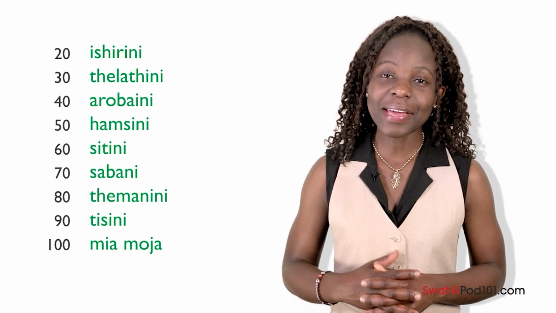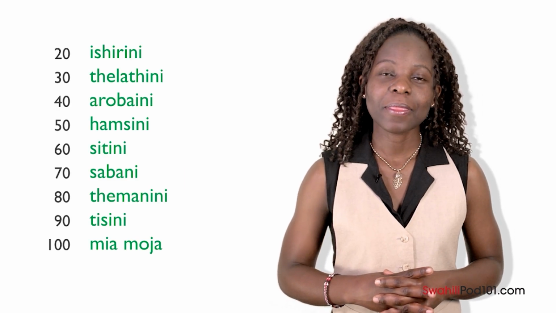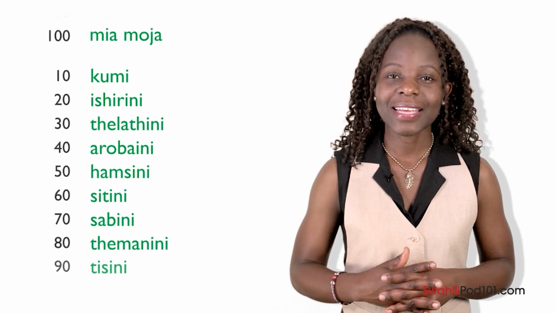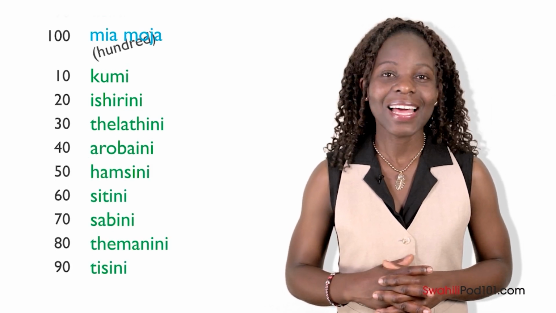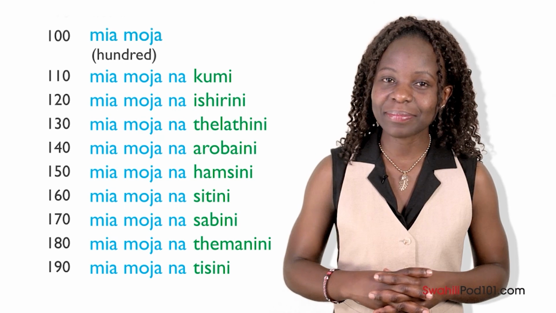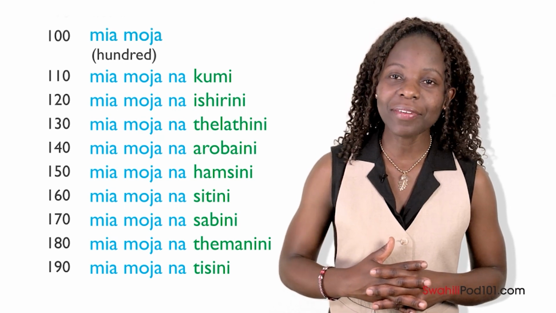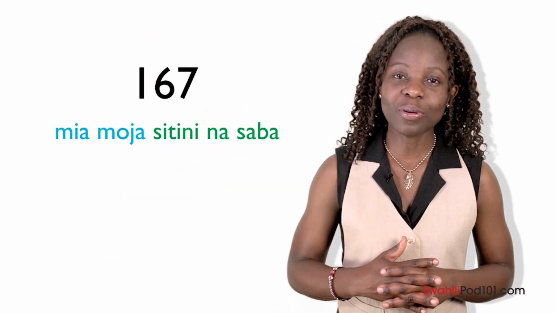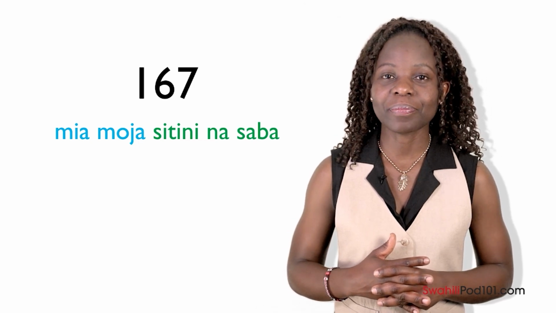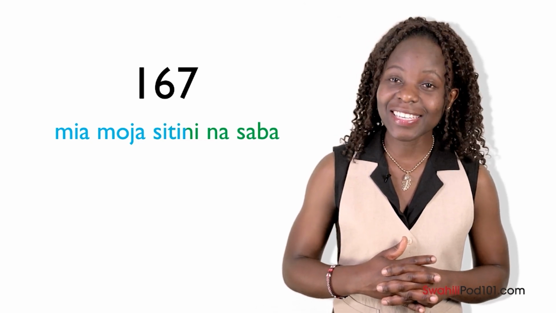Now, it's time for Medina's insights. When you want to count beyond 100, you can use the same basic logic as with the numbers above 10. Just add the word mia moja, 100, in front of the tens. For example, 167 is mia moja sitini na saba. The next time you have trouble sleeping, try counting sheep in Swahili and see how far you can get.